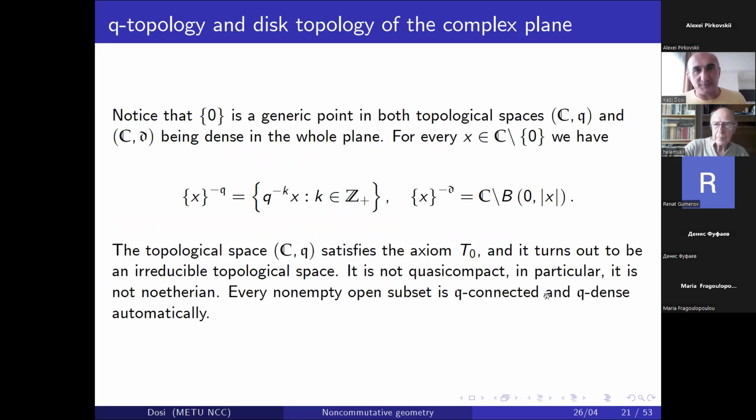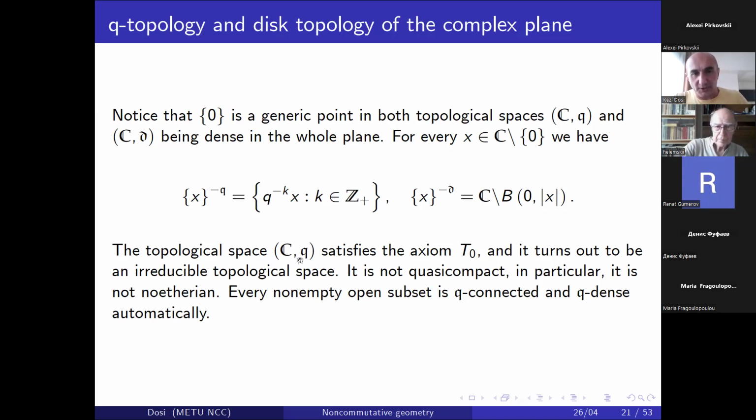Some exotic stuff: be careful with these topologies, because they are very weak. For example, 0 is a generic point. 0 is dense everywhere, because it is contained in every open set. So 0 is a generic point in both topologies. You can take any non-zero point and look at the closure of a single point. If you take the closure with respect to q, you get a sequence which goes to infinity, so it's unbounded. But it is much weaker if you take the D-closure, the disk closure. You sketch the disk centered at 0 with radius the absolute value of x, and look at its complement. So it's massive: the closure of a single point is the complement of the open disk. It's a huge closure.